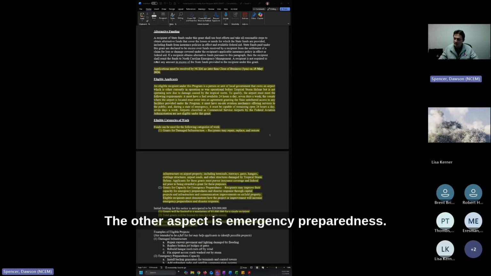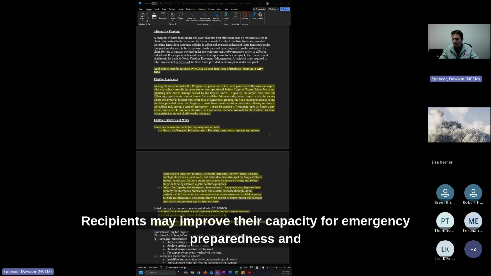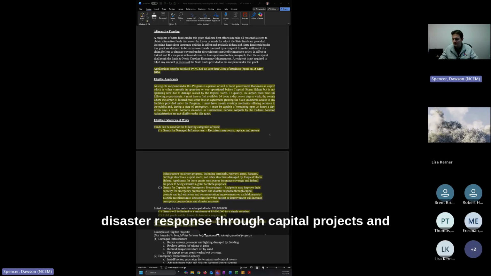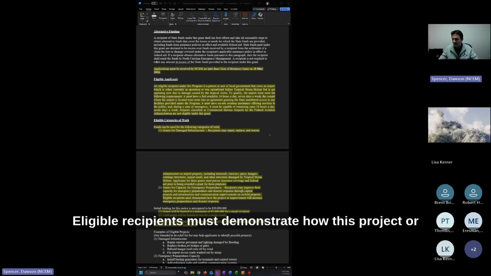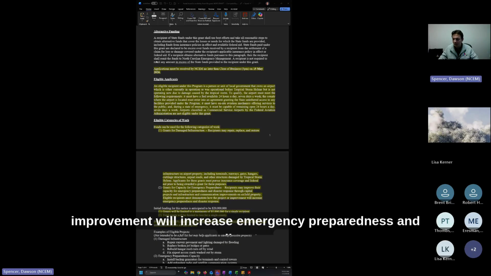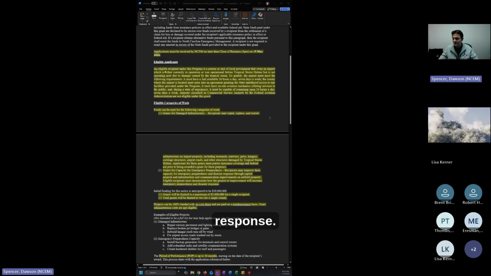The other aspect is emergency preparedness. Recipients may improve their capacity for emergency preparedness and disaster response through capital projects and infrastructure and communication improvements on airfield property. Eligible recipients must demonstrate how this project or improvement will increase emergency preparedness and disaster response.